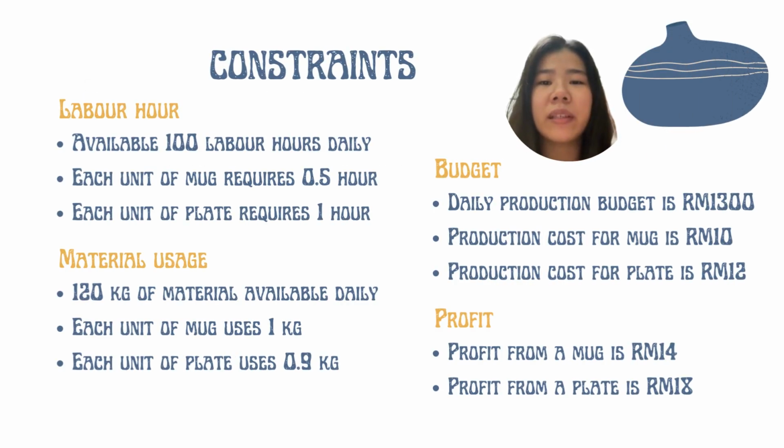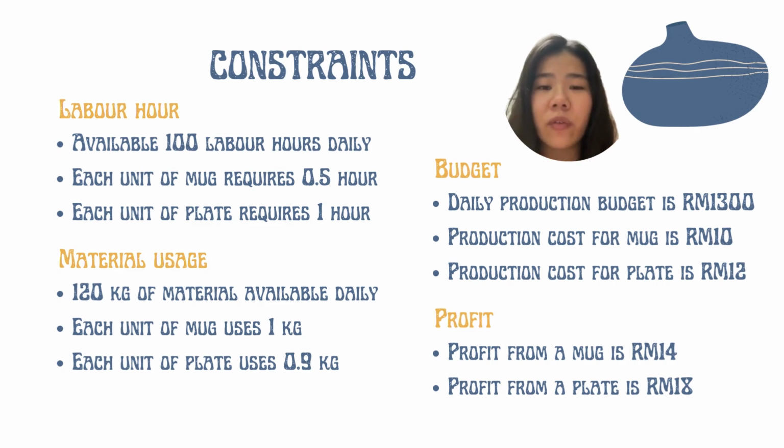However, there are three key constraints. Only 100 labor hours are available daily. Each mug takes half an hour to produce and each plate takes 1 hour. Material availability is capped at 120 kilograms daily. Material used for a mug is 1 kilogram and a plate is 900 grams.